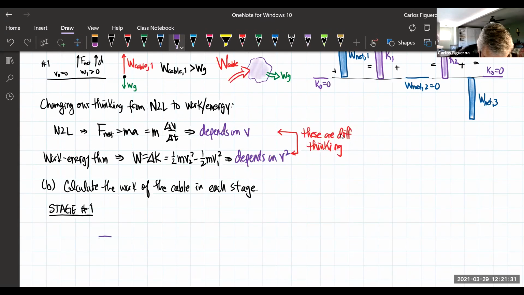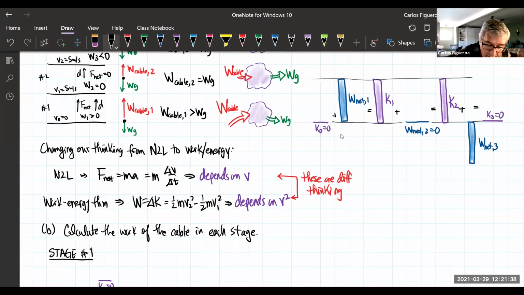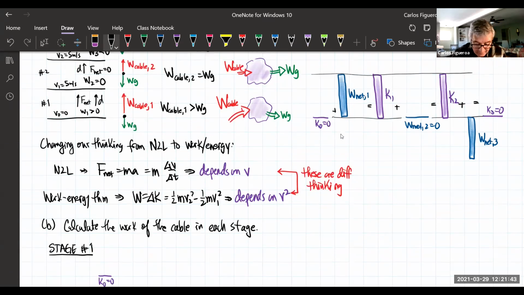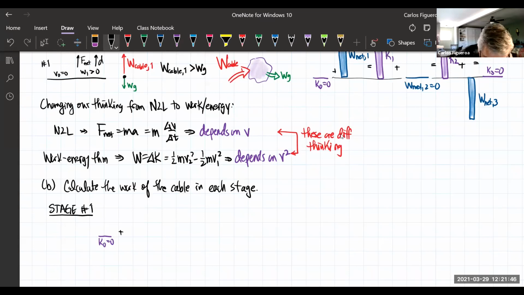Well, I have kinetic energy equal to 0. And look what I'm seeing here. There's more work of cable 1, and there's less work of gravity. So that means picture-wise, I'm going to say that this is how much gravity I have, and this is how much work I have of the cable during stage 1, right? So we're seeing this here.